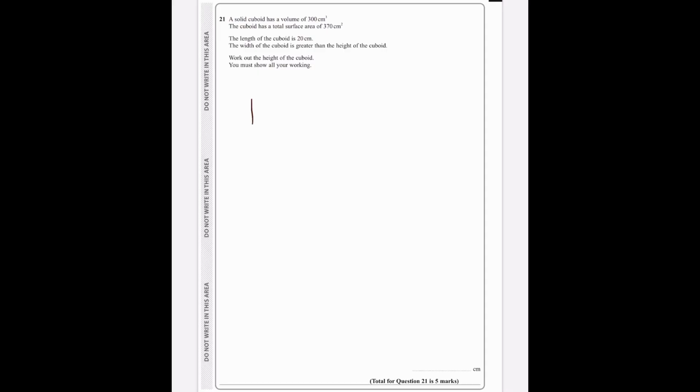Alright, for our solid cuboid, there's my little sketch. Let's call the base y, the height x, and the length 20. That tells us the volume is 300, so 20 lots of xy will be equal to 300. Divide both sides by 20, divide both sides by x, and we get y equals 15 over x.